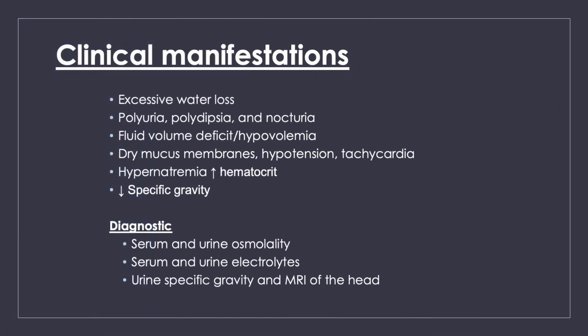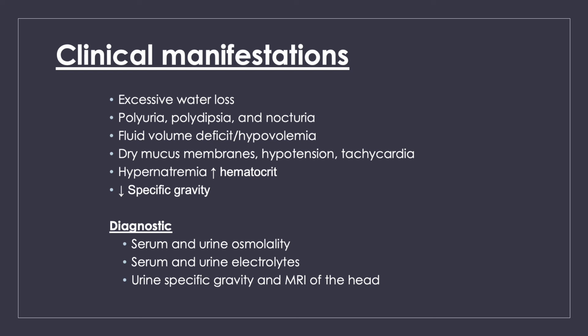Now, the clinical manifestations will reflect hypovolemia. So if you guys have watched my fluid volume video, this is going to be pretty straightforward. Due to the excessive water loss through urination, polyuria is definitely going to be seen, along with polydipsia. Polydipsia is the excessive thirst. Polyuria is the excessive urine output. Now, nocturia is also going to be manifested, and this is frequent urination at night, so nocturic episodes.